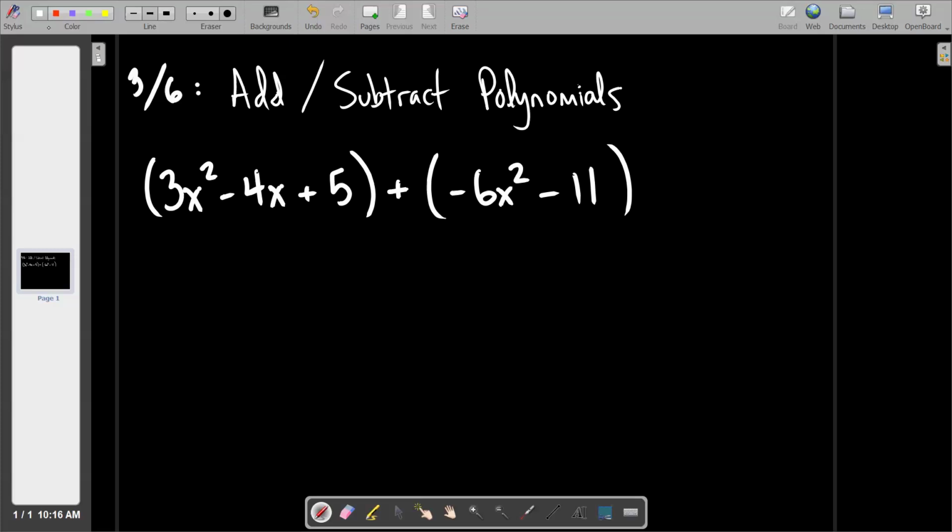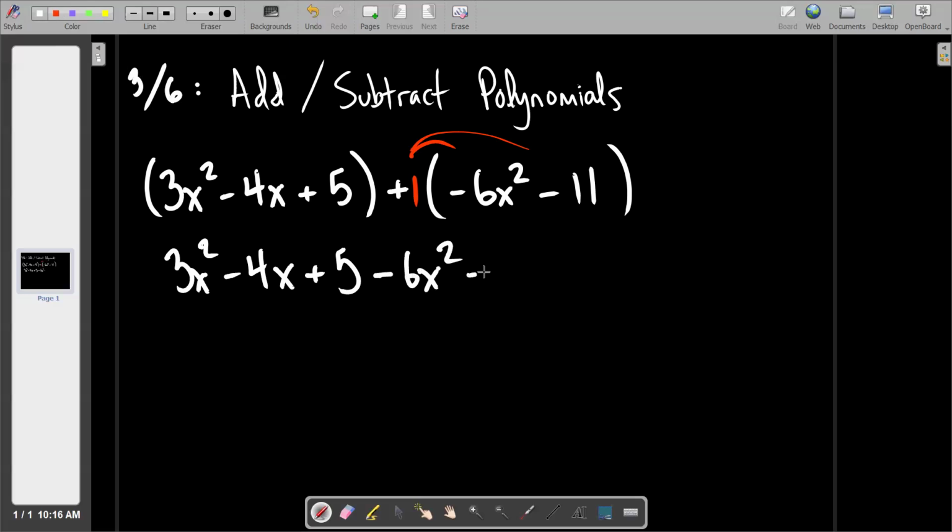So I'm going to take the first parentheses, just write 3x squared minus 4x plus 5. And as far as the second parentheses are concerned, there is a plus 1 in front, you can see. But what happens when you distribute a positive 1? Right. So these parentheses can just come right off free of charge. So this can go straight to minus 6x squared and minus 11. Okay. So that's always going to be step 1 with an addition or subtraction: let's eliminate the parentheses. Get everybody out in the open so that everybody's free to move about the cabin.